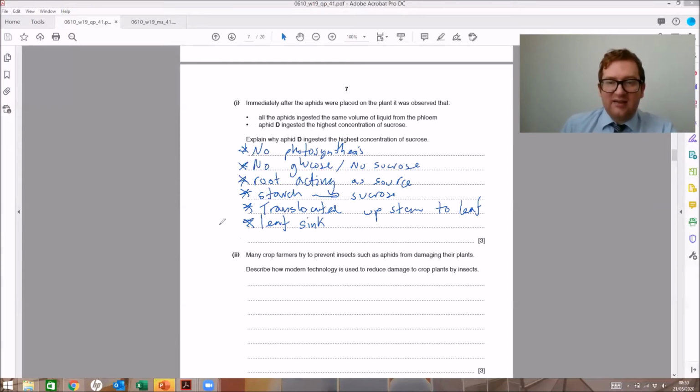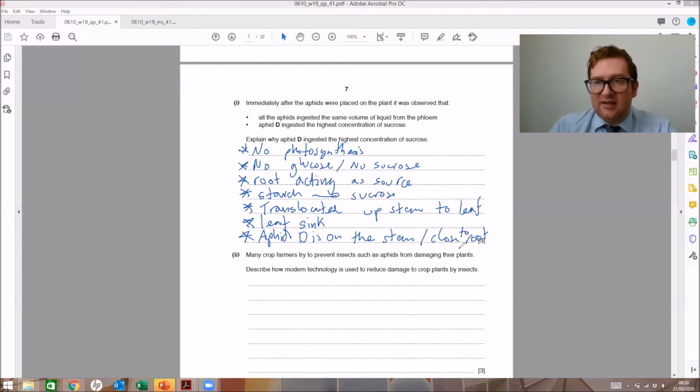Now, because of that, if you look where aphid D is, aphid D is closer to the root. So aphid D is on the stem, close to the root, which is the source. Now with that in mind, there are 9 potential marks here, but you only need to say 3 valid ones here. So it's a fairly straightforward process.